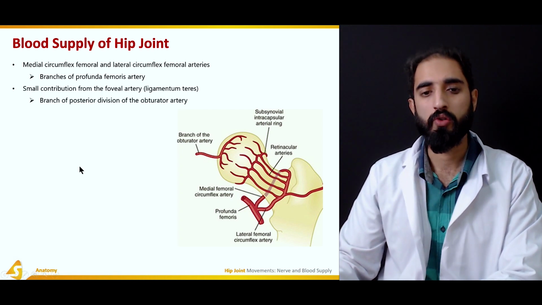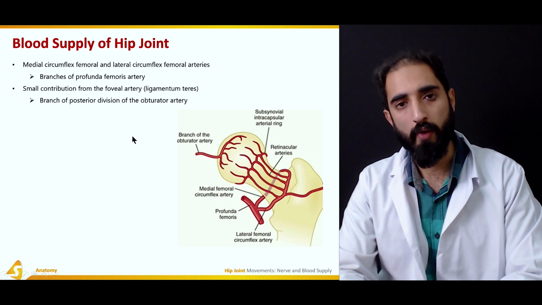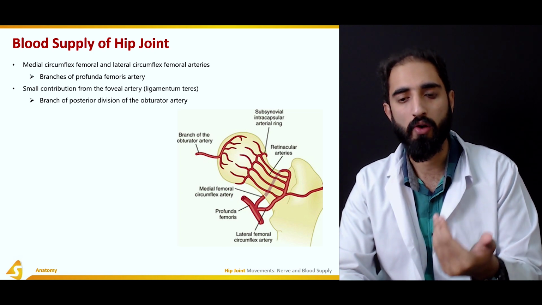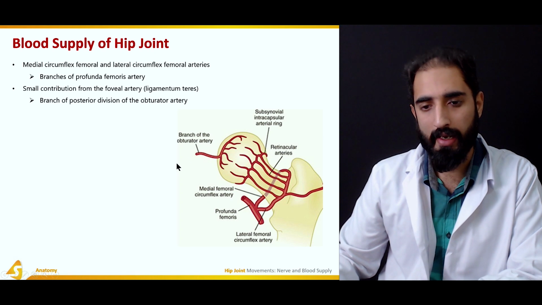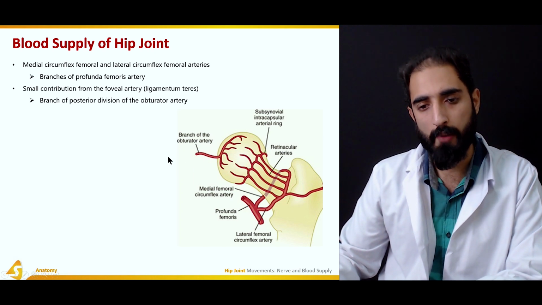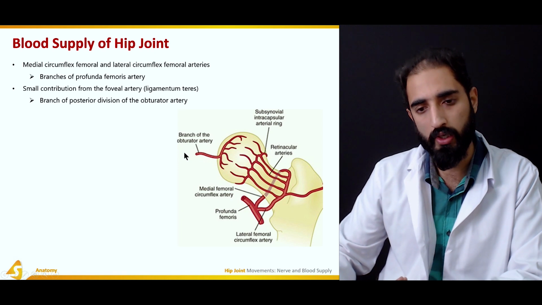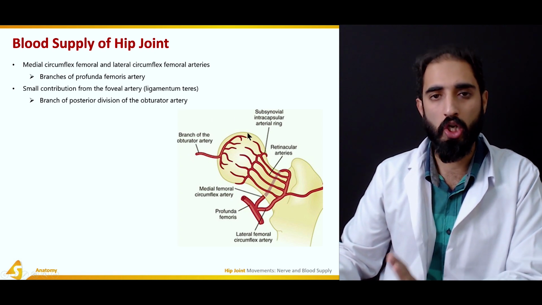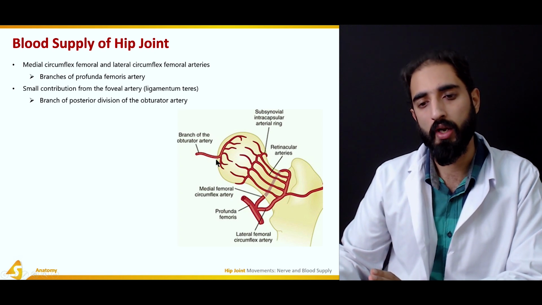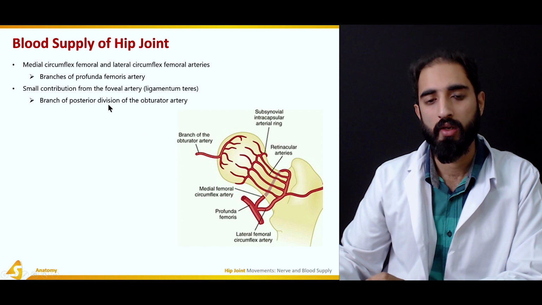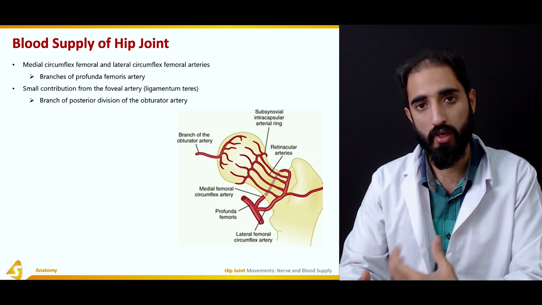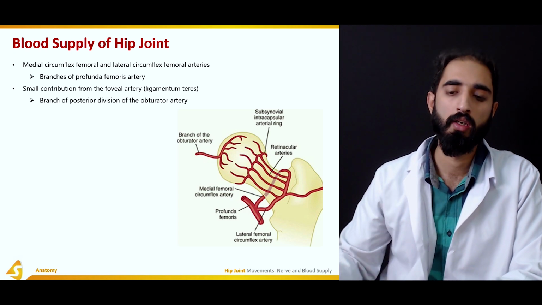Here we can see this is the profunda femoris artery, which is giving branches, the lateral and the medial circumflex femoral artery. So a small contribution is also from the foveal artery, which is in the ligamentum teres, or the ligament of the head of the femur, which comes and attaches at the fovea. So this branch, known as the foveal artery, comes through the fovea and supplies the superior aspect of the head, but it is not sufficient to supply the joint on its own. So it needs to be helped along with the medial circumflex and lateral circumflex, which are responsible for the major supply of the head.